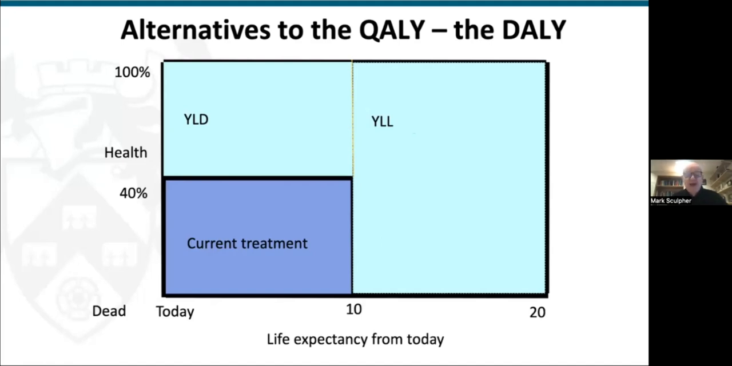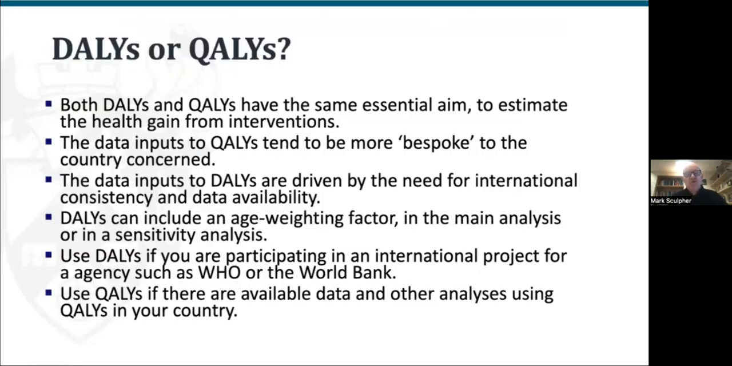And we could compare the DALYs lost under a new treatment as well, and that will be entirely analogous to our changing quality adjusted life years. Should we be using DALYs or QALYs? Well, they're very similar, and in principle, one shouldn't get wildly different results whether one's using QALYs or DALYs. QALYs are probably more bespoke to individual countries than DALYs. That is a bit more generalized and driven by the need for international consistency and data availability.